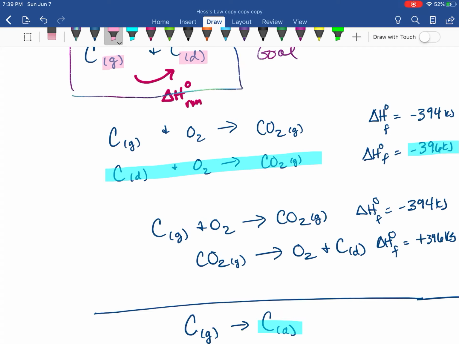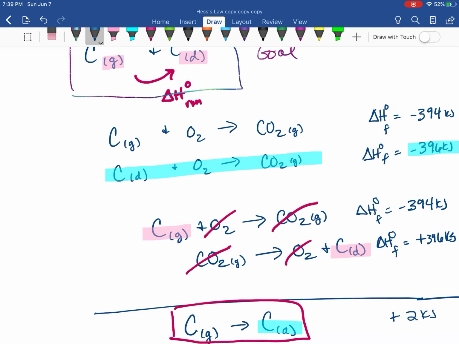Okay, that's kilojoules. All right, so now anything that is on the reactant side and the product side equal, we get to cancel. So right away, oxygen, done, canceled. Carbon dioxide, done, canceled. And look what we have in our overall process. Carbon graphite is left, carbon diamond is left. Perfect. That is our goal statement. Now what do we do with the math? Well, it's a summation. So we're left with a positive 2 kilojoules.